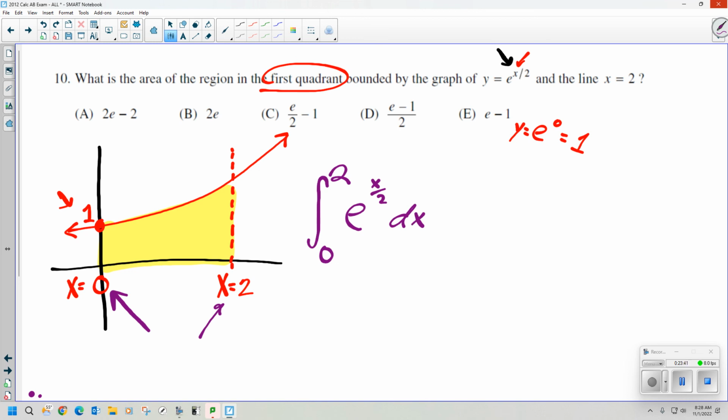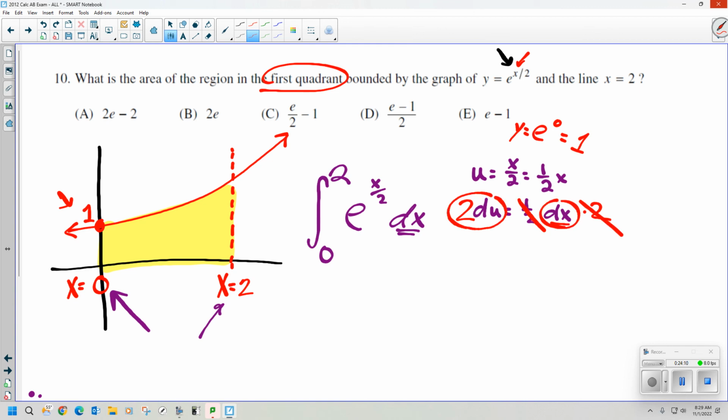I'm going to do a basic u-sub. I'm going to make u equal x over 2, which is the same thing as saying 1/2 x. Okay, the derivative of that is just 1/2 dx. I don't have a 1/2. I only have the dx to sub into. So I've got to solve this for dx. I'm going to multiply both sides by 2. Notice the right side, the 1/2 and the 2 cancel. So my dx is this right here.